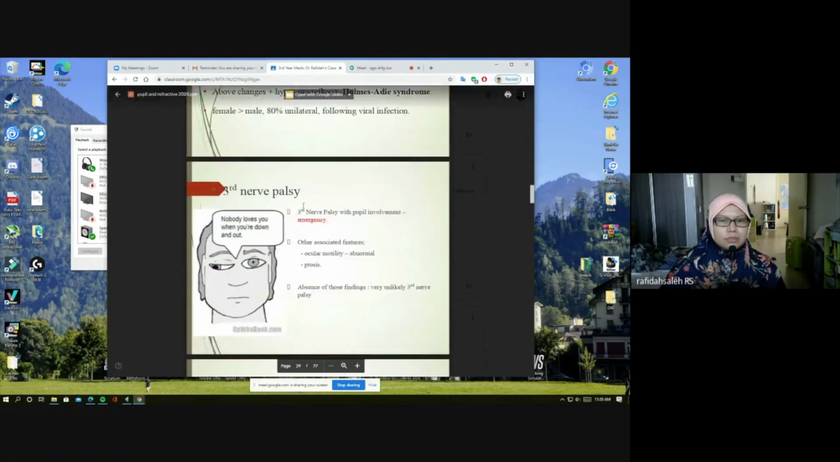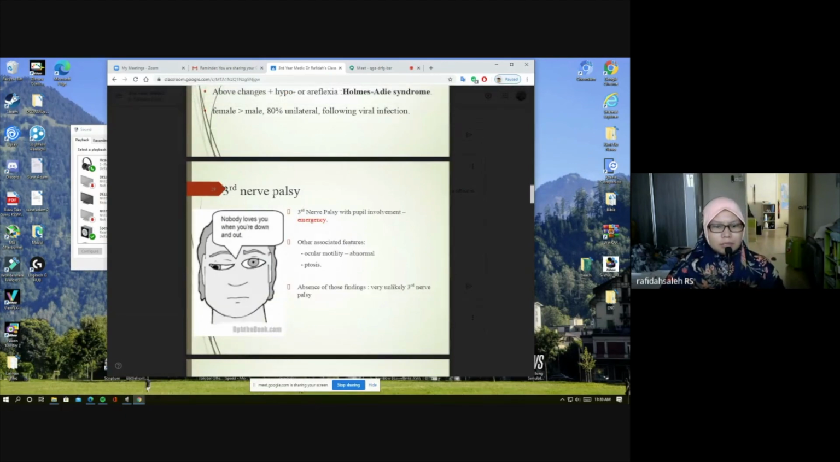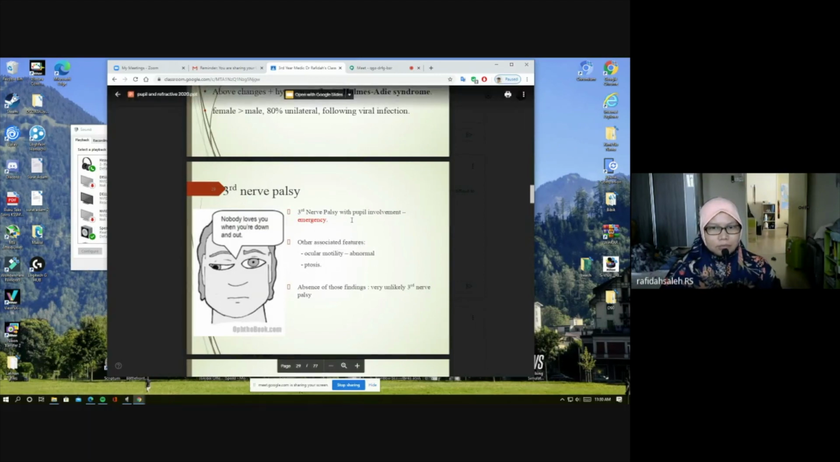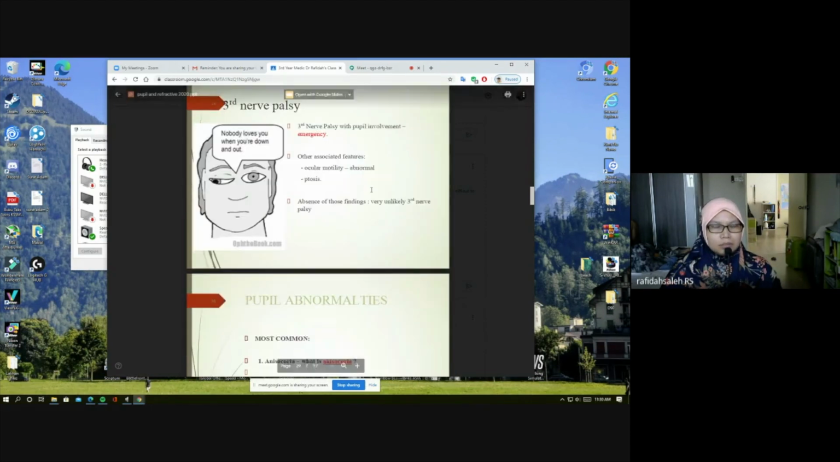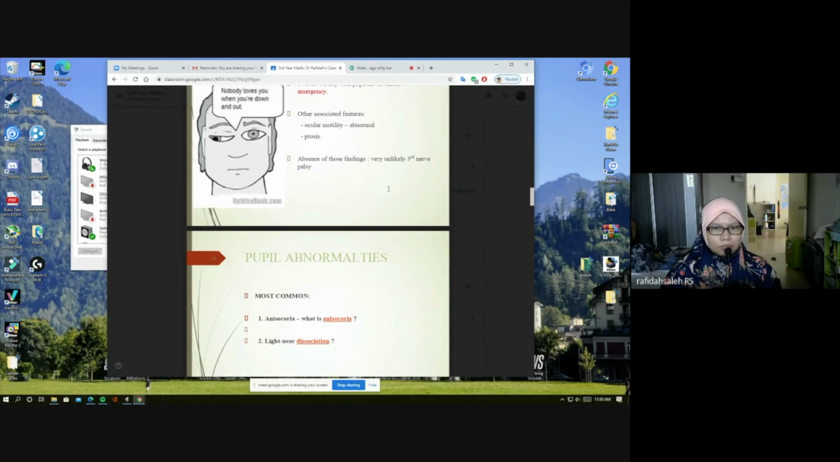The third cause of a dilated pupil is third nerve palsy. Third nerve palsy with pupillary involvement is an emergency. You will see this slide over and over again from my lecture and also from another lecturer's lecture, probably 3 times in this whole posting, because it is very, very important, and it is an emergency. If you see a third nerve palsy whereby the eye is down and out, and the pupil is dilated, it is third nerve palsy.